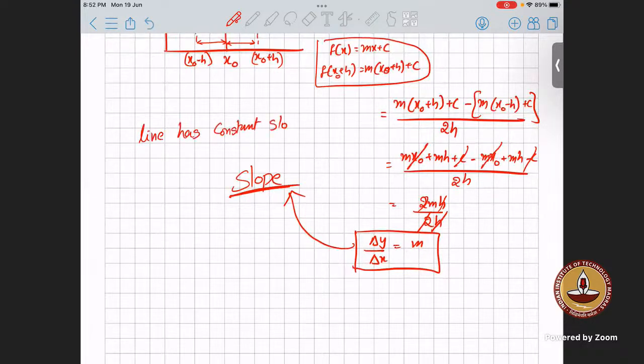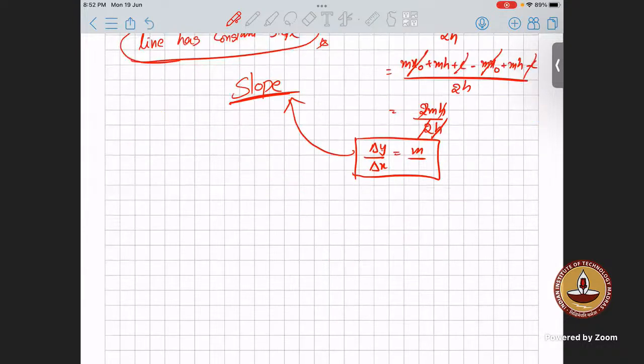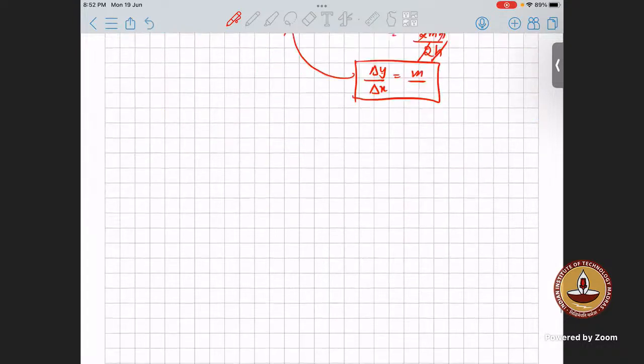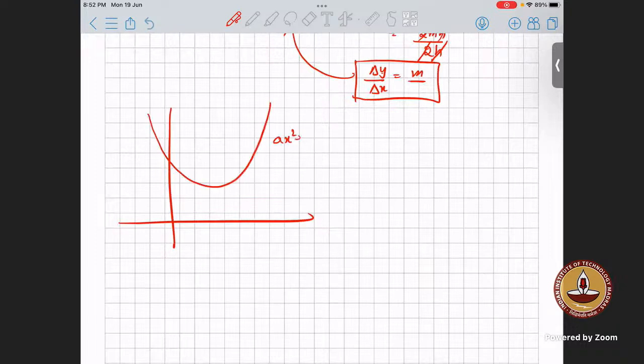Why? Because every time you do del y by del x, you will get only m, nothing other than that. But not every curve has a constant slope. For suppose we take this ax square plus bx plus c. Now I want to find the slope. Same formula, del y by del x.